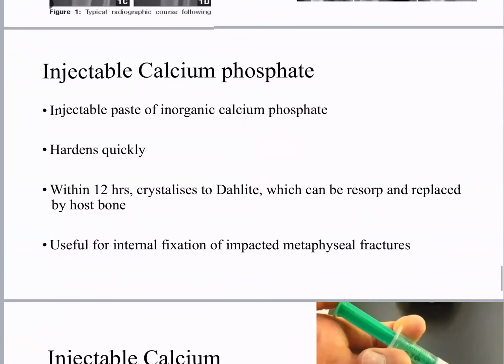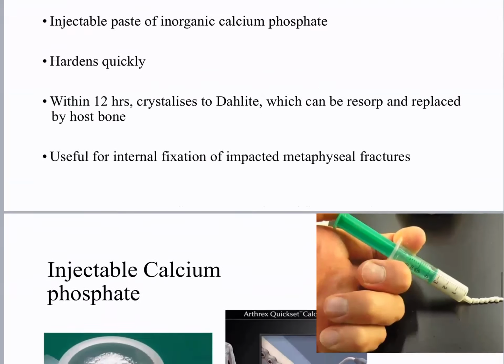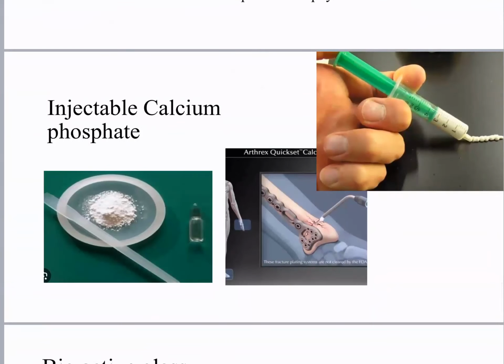Then we also get the injectable calcium phosphate. It's basically a paste of inorganic calcium phosphate. It hardens very quickly. Within 12 hours it crystallizes, and it can resorb and be replaced by the host bone. It's useful for internal fixation of impacted metaphyseal fractures that we've seen. Prof has also mentioned it in distal metaphyseal femur fractures. And here's just some examples of the injectable calcium phosphate.